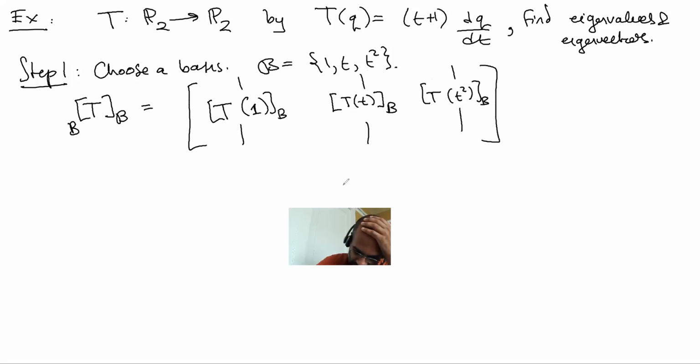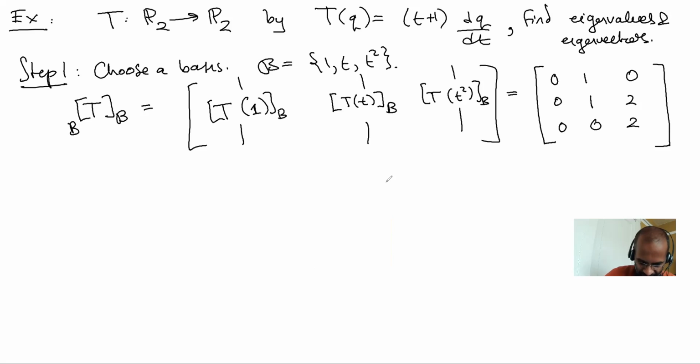And if I do this computation, which I think we've done things like this many times, what you end up getting is, first one, you get 0. Makes sense because if you differentiate 1, you get 0. Second one, you get the polynomial t plus 1 that has coordinates 1, 1, 0. And the third one, you get 0, 2, 2. Okay, so that's the matrix. So find the matrix.